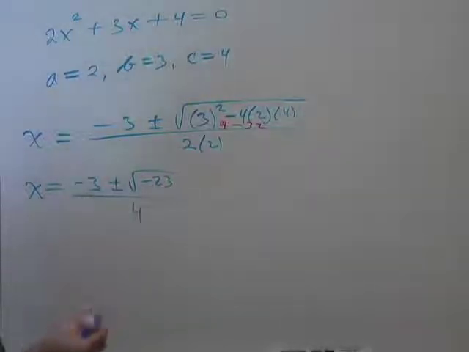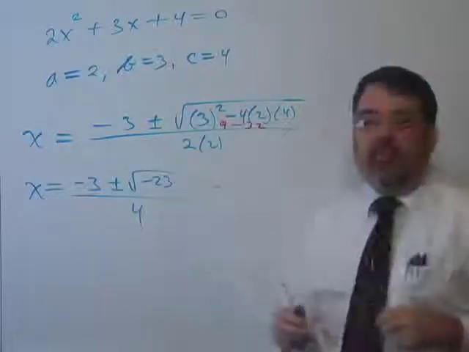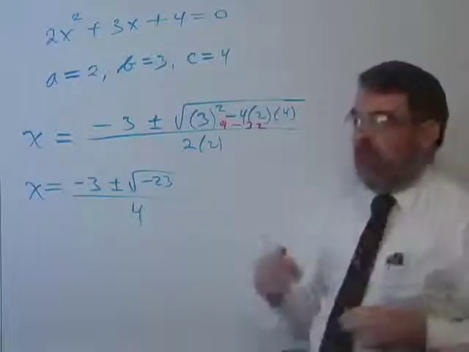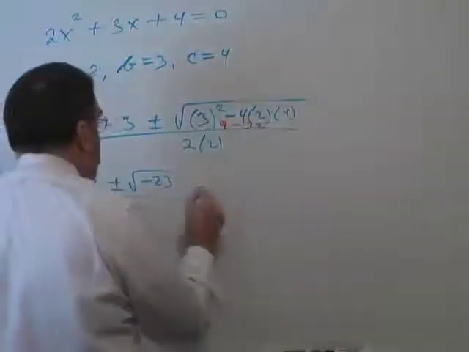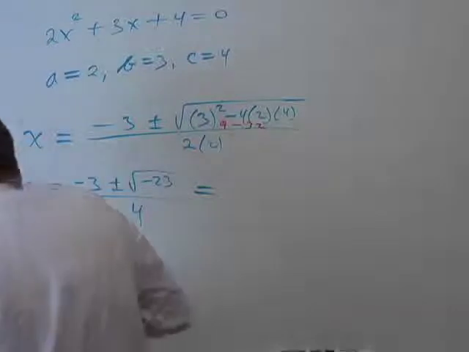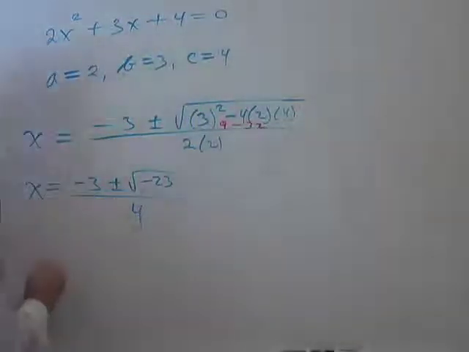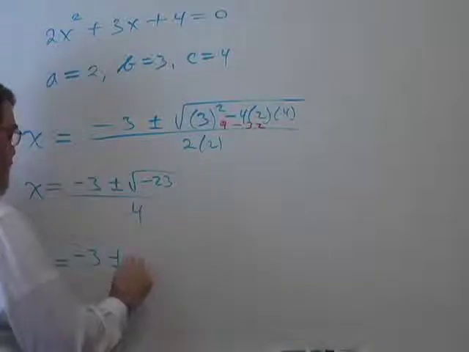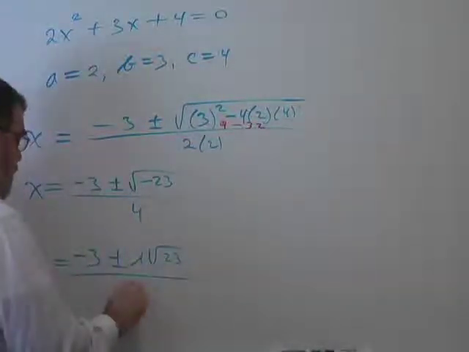Now, as you've seen by now, it's customary to write this complex number using the letter i. Square root of a negative, you always factor out the letter i. And so this would become, and I'm going to write it down here in the final exact form, our final exact symbolic answer: x equals negative 3 plus or minus i times the square root of 23, all divided by 4.